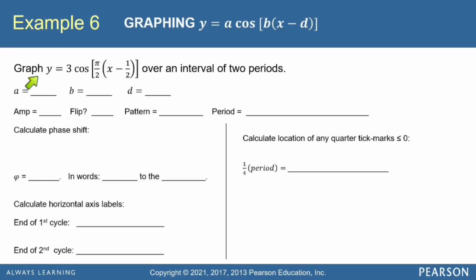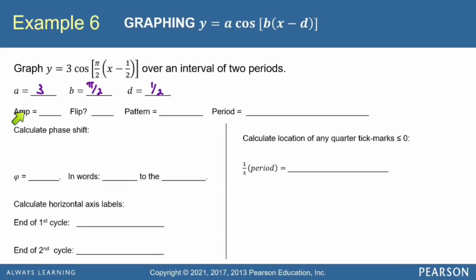So we're going to graph together y equals 3 times the cosine of bracket pi over 2 times x minus 1/2. And we're going to graph 2 periods of that. So first let's pull out the numbers given in the function. The a number is 3, the b number is pi over 2, and the d number is 1/2 because we have x minus d. So that means that d is 1/2.